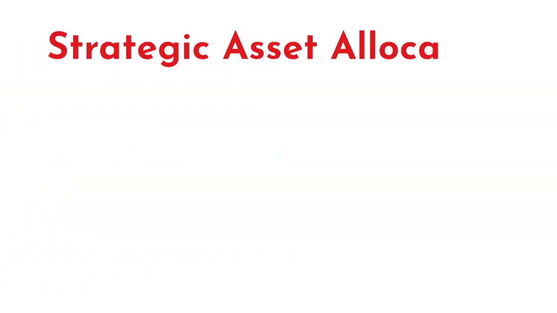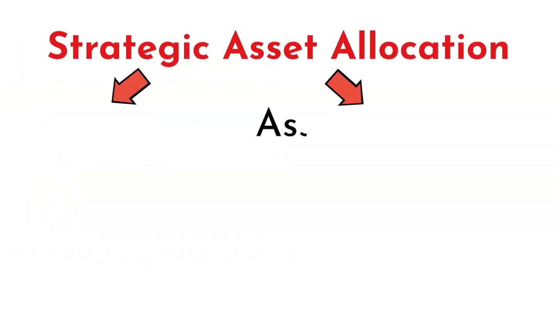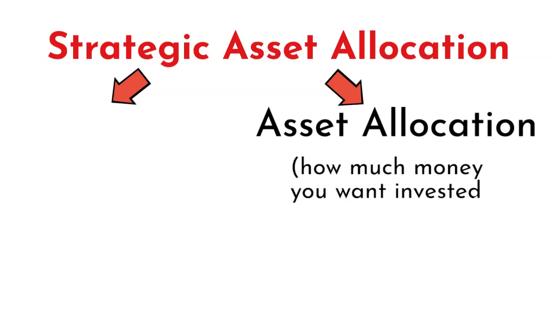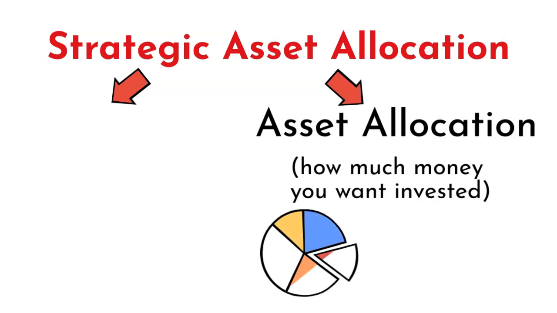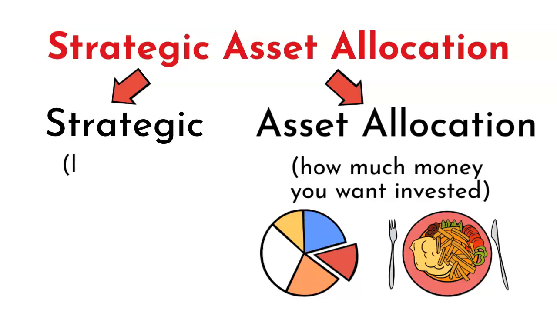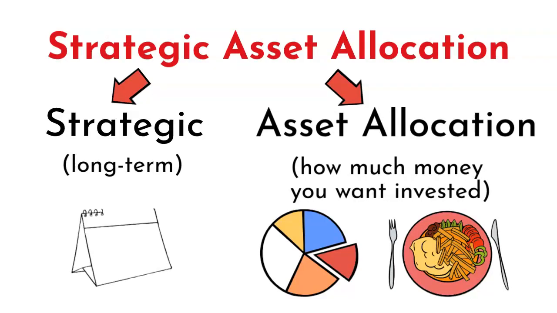Strategic asset allocation can be broken down to two pieces. Asset allocation basically refers to how much money you want invested in each type of investments. For example, 60% in stocks and 40% in bonds. Think of this like your typical dinner plate. There's a certain percentage of veggies, proteins, and carbs that you eat. Strategic just means that it is for the long term and not something you would change every day.